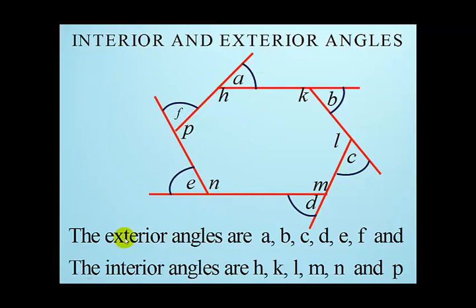So the exterior angles are A, B, C, D, E, and F, and the interior angles are H, K, L, M, N, and P. Take note that the interior angles are the angles inside the closed plane figure, but the exterior angles are the angles outside the closed plane figure.